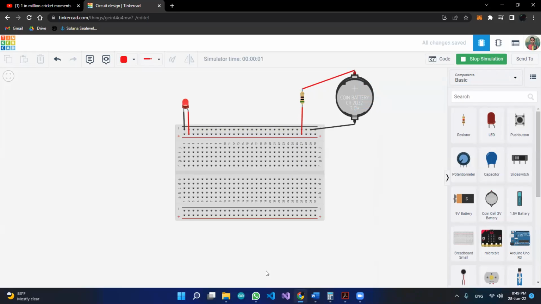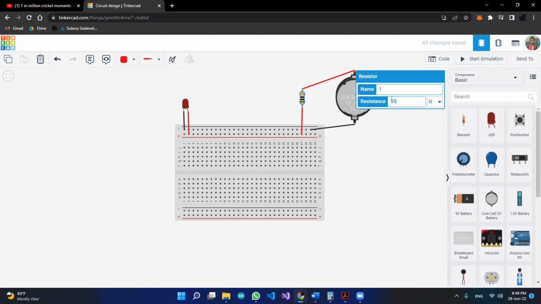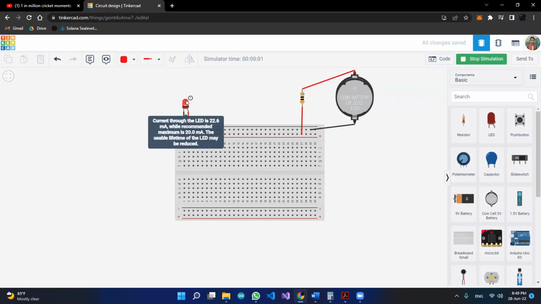Still, that is safe, right? Still synthesize. So can you put 30 ohm? Just put 30 ohm, then you can observe. 30 ohm is not enough. When you put 30, you can see here 22.6 milliampere, 22.6 milliampere passing through the bulb. Right, that is the issue. So that is why the 40 ohm will be okay.